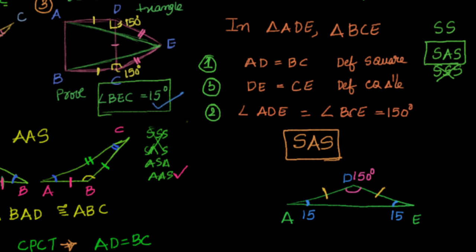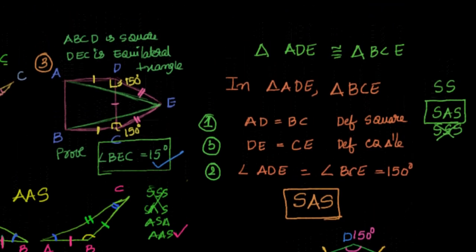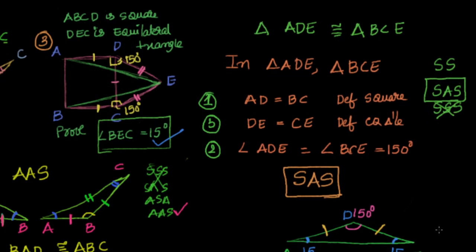This is how we do problems in congruence. Just a summary: once you go to the problem, on the rough side, put down all the congruences. Look at which information you have, and also see any other hidden information given by alternate interior angles or by the definition of the object present there. If you have more side information, you will be working on SSS or SAS. If you have more angle information, you will be working with ASA or AAS. Okay, that's how we solve it.